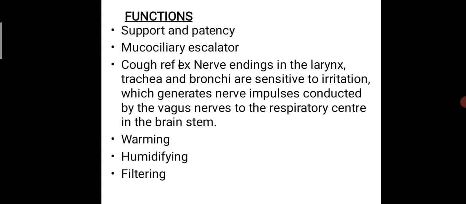What are the functions of this trachea? First function is support and patency. Patency means the air which comes from the larynx flows directly through the trachea without any obstacle. This phenomenon is called patency. So directly from the trachea it enters the lungs without any obstacle. So this is patency. Then the mucociliary escalator. It contains mucus and cilia which prevent the dust and irritant particles and expel the irritant particles.